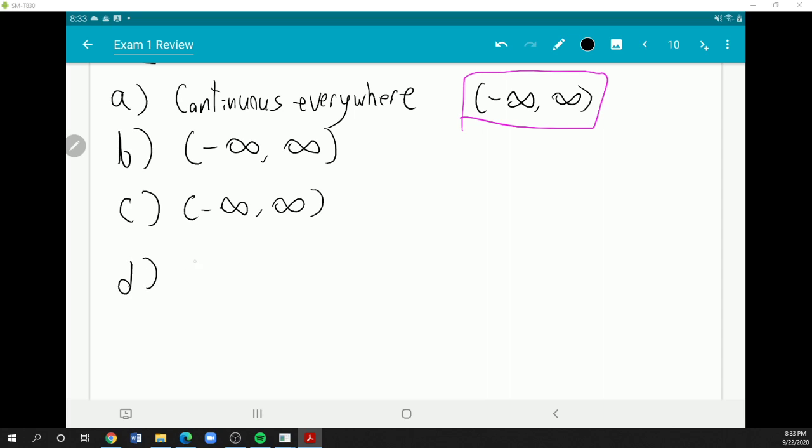Finally, D, we have 1 over square root of x minus 3. So the function does not exist if x is less than 3. Actually, less than or equal to, right? Because if I'm less than 3, I get a negative in the square root, and I have 1 over square root of a negative number, which doesn't exist. If x is 3, I have 1 over square root of 3 minus 3, which is 1 over square root of 0, is 1 over 0, which also doesn't exist.